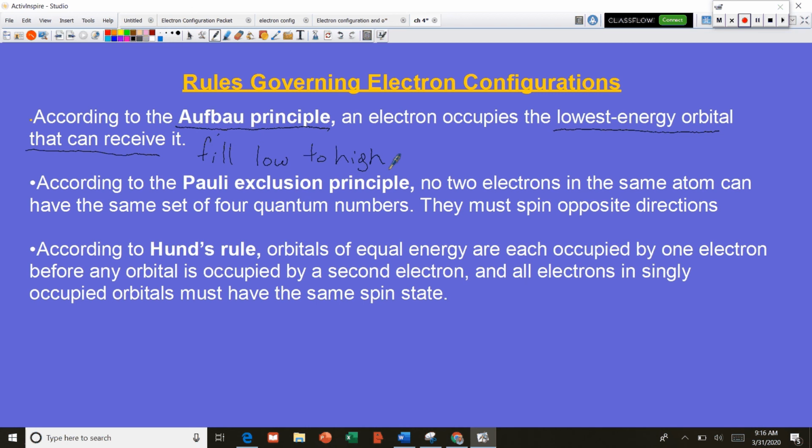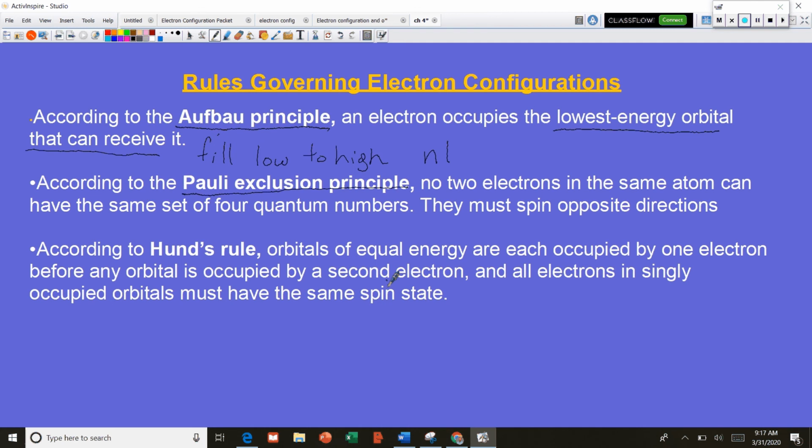So you start with N1 and fill in order N2, N3, N4, N5, N6, and 7. All right. So you fill from the innermost energy levels to the outermost. All right. According to, so the next one is called Pauli exclusion principle.